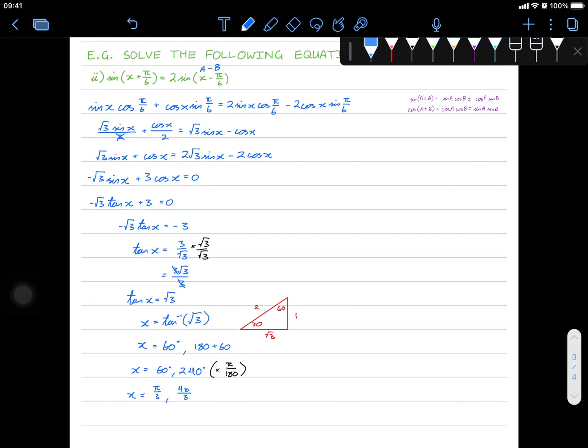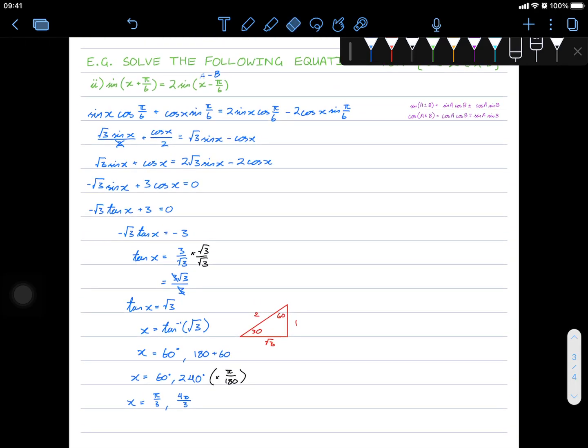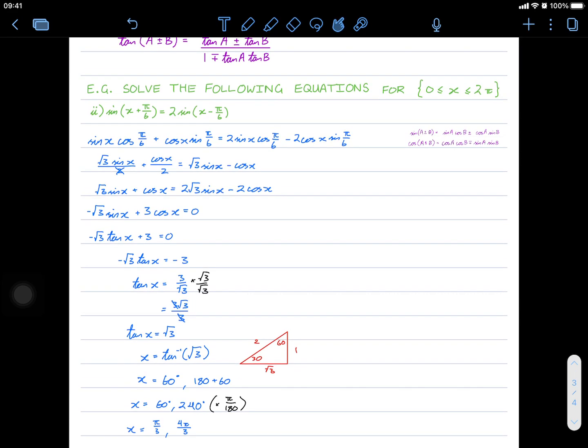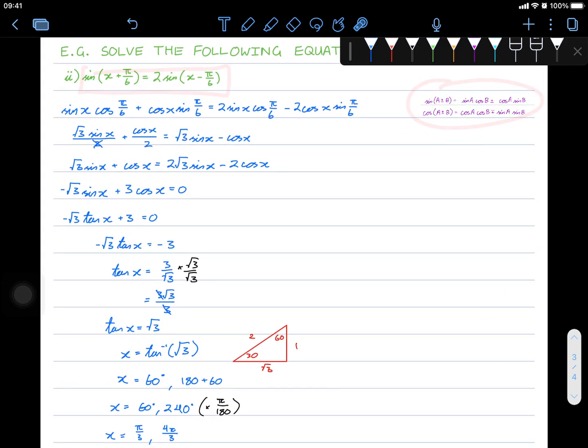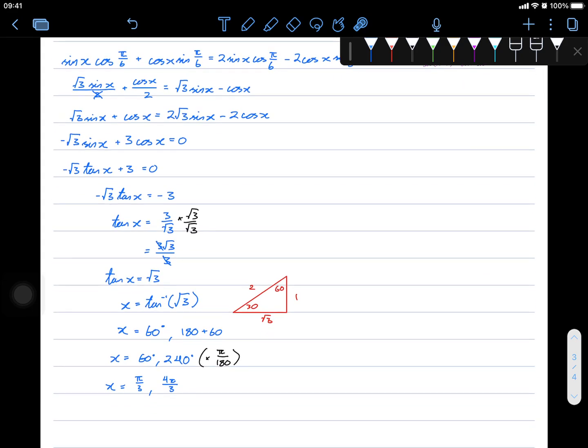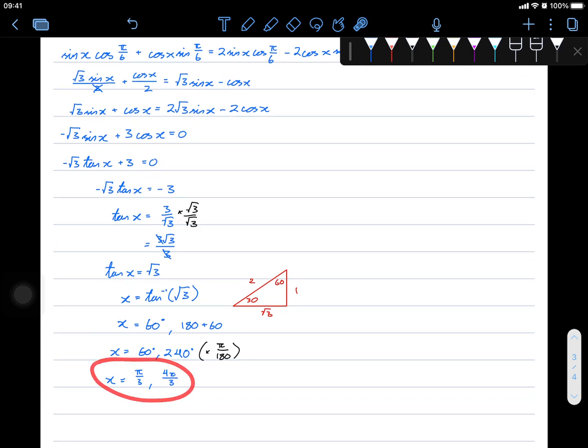So I hope that gave you an insight once again into how we can use these trig identities to expand this, and then use our trig solving techniques to find the angles we're looking for.